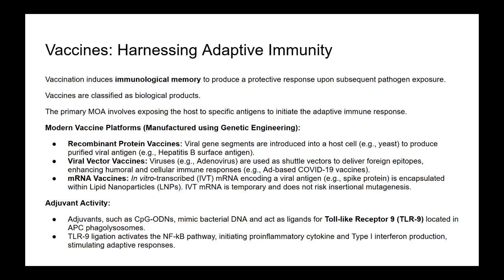And the platforms we use to deliver these antigens have become increasingly sophisticated. Very much so. We've moved beyond just using weakened or killed whole pathogens. We now have highly purified recombinant protein vaccines, where just a key antigen, like the hepatitis B surface antigen, is produced safely in large quantities using recombinant DNA technology, often in yeast or insect cells. These are very safe and effective.